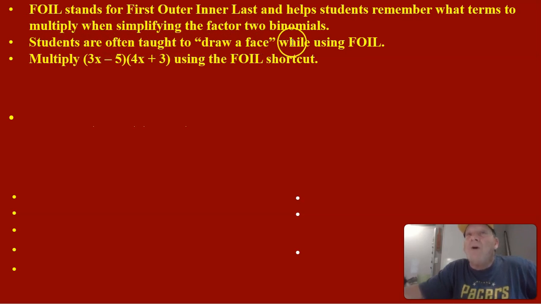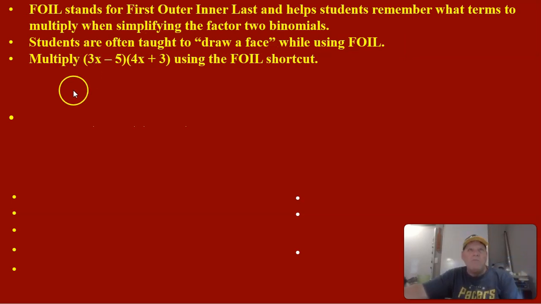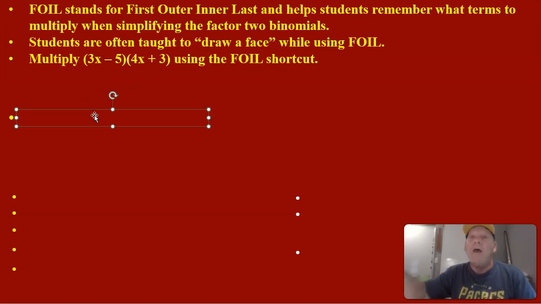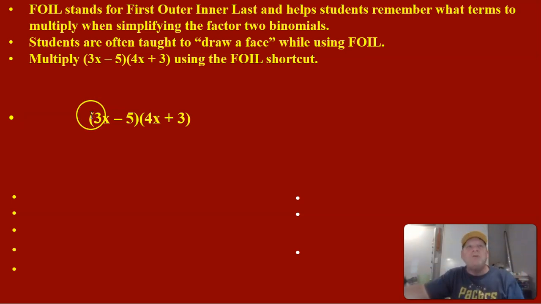Students are often taught to draw a face while using FOIL, and that's the way that I taught it when I was teaching in brick and mortar. I taught them to draw a face. So if I want to multiply the 2 binomials, 3x minus 5 and 4x plus 3, using the FOIL shortcut, and there are about 4 or 5 other ways to do it, and I do have videos on my YouTube channel that show these 5 or 6 different ways. Let's just practice on one and see how we draw that face.